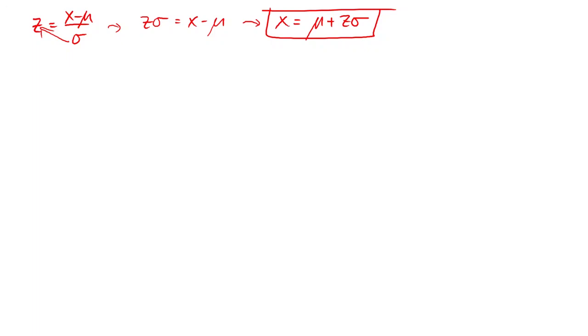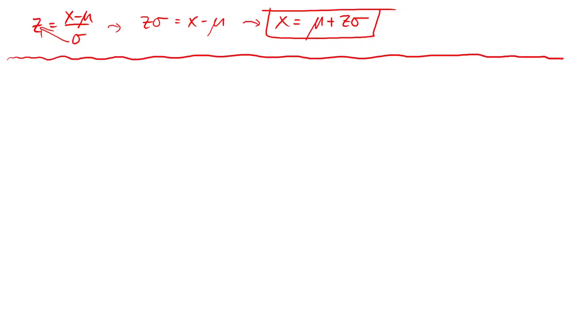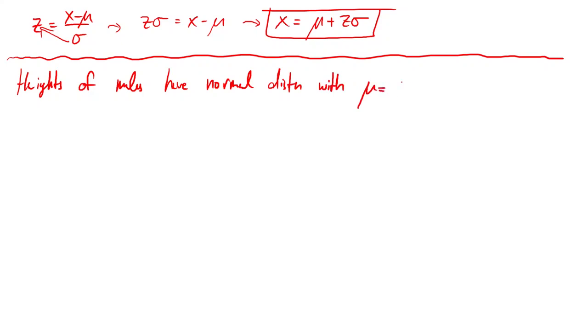So, okay. So we can do one more example. Let's say, for example, I thought I had another one in here, but I'll do one real quick. Let's say heights of males have a normal distribution, because they do. And let's say the mean is 70 inches. I don't know if that's true or not, but let's just say it is. And let's say the standard deviation is 2.7 inches.